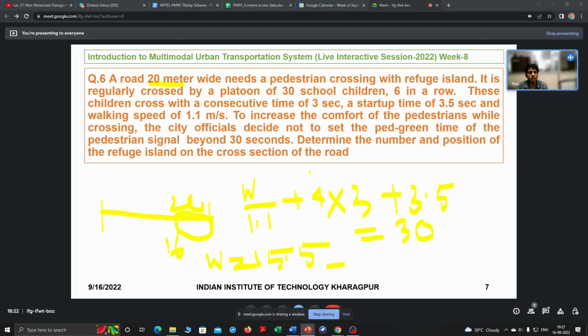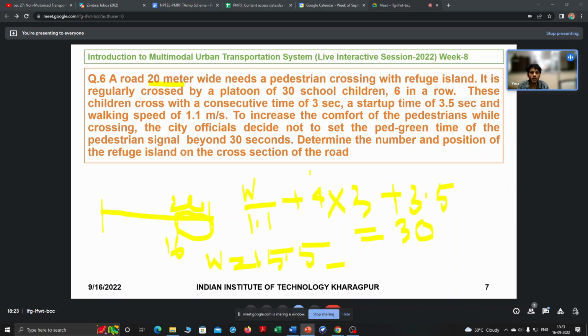So what is a refuge island? Refuge island means, in the middle there is an island, so you go and you stop there and then you go for the other section of the road, right? So generally a 20 meter road means it's a wide road. It may be a 4-lane carriageway, so there are 2 lanes here, 2 lanes on the other side. But here the problem is already they have crossed 16 meter.